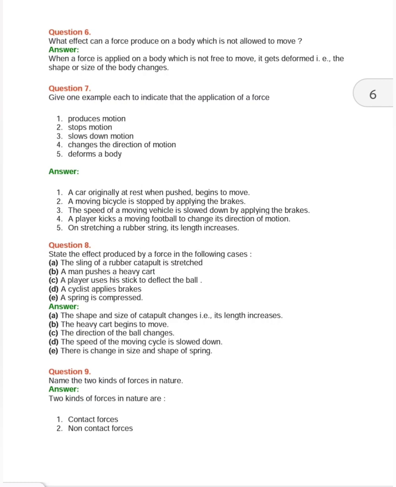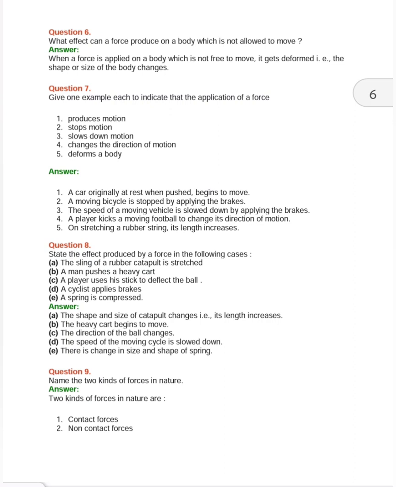Question number 7. Give one example each to indicate that the application of a force 1. Produces motion, 2. Stops motion, 3. Slows down motion, 4. Changes the direction of motion, 5. Deforms the body. Answer 1. Produces motion. A car originally at rest when pushed begins to move. 2. Stops motion. Answer 2. A moving bicycle is stopped by applying the brakes.